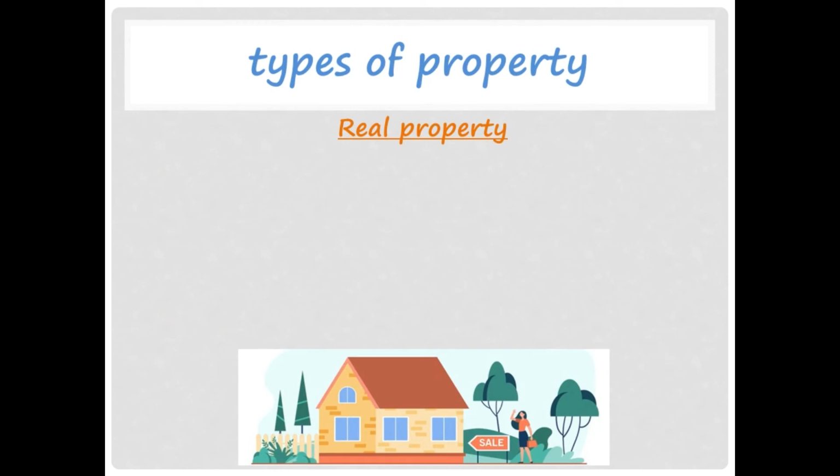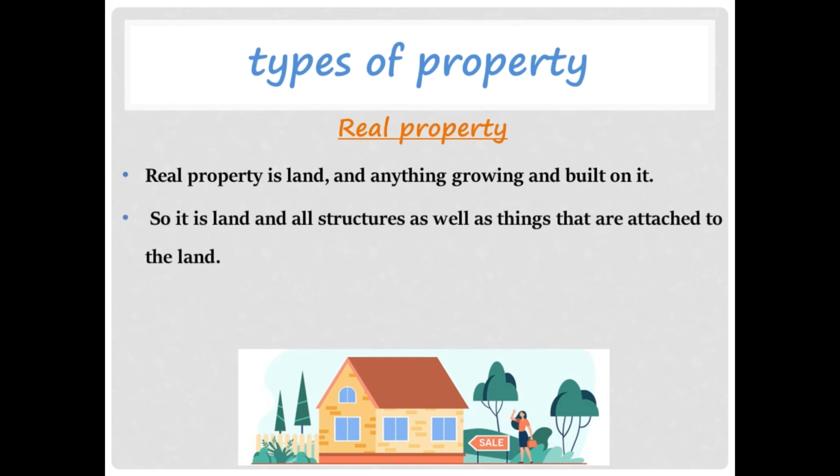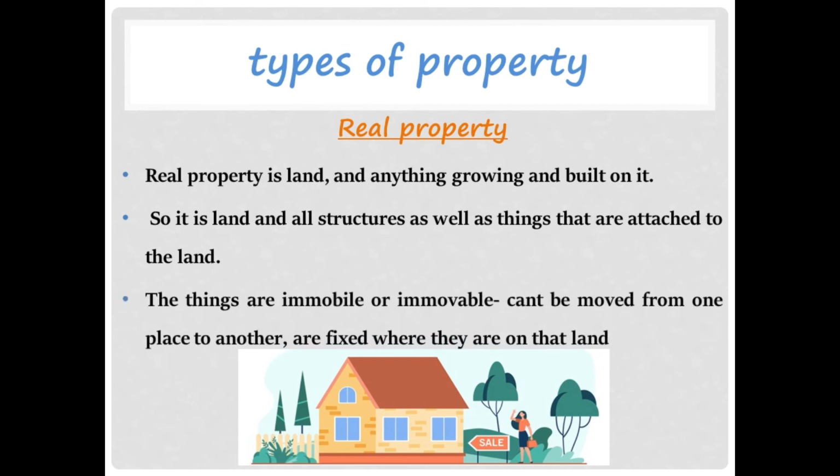Let us move on to the types of property we have. We have two major types of property, that is, real property and personal property. Let us look first at real property. Real property is land and anything growing and built on it. So it is land and all structures as well as things that are attached to the land. The things are immobile or immovable. They can't be moved from one place to another. They are fixed where they are on that land. As we have been saying, the examples are buildings, crops, and trees growing on that land. They make the real property as they can't be moved from that place.